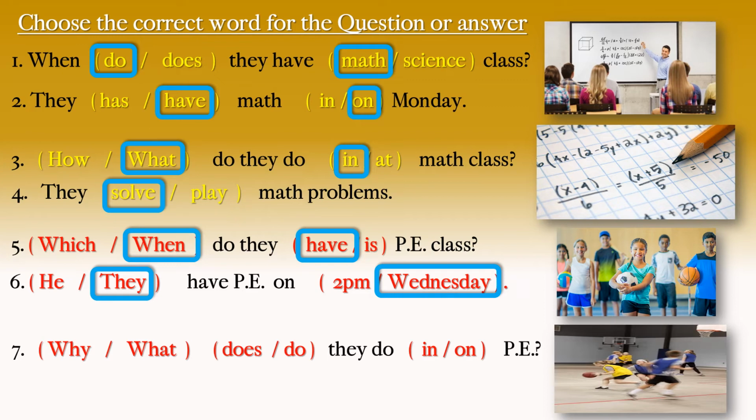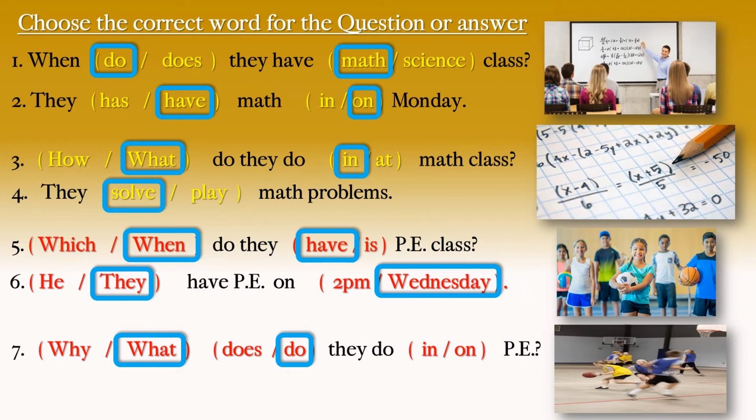Why or what? Well, are we learning why in unit 7? Tamai, are we learning this question word? No. So it must be what. What does do they do? Now we're using they again, poor cow. So is it does or is it do? It's do. What do they do?